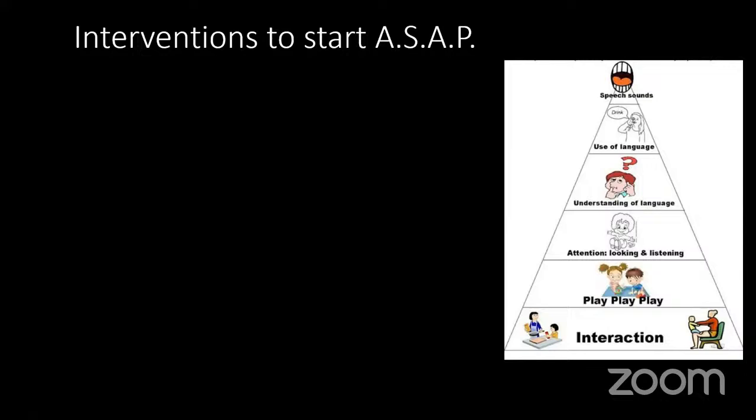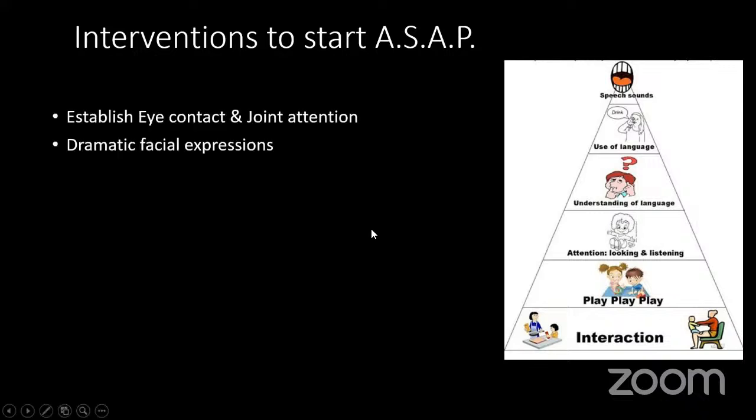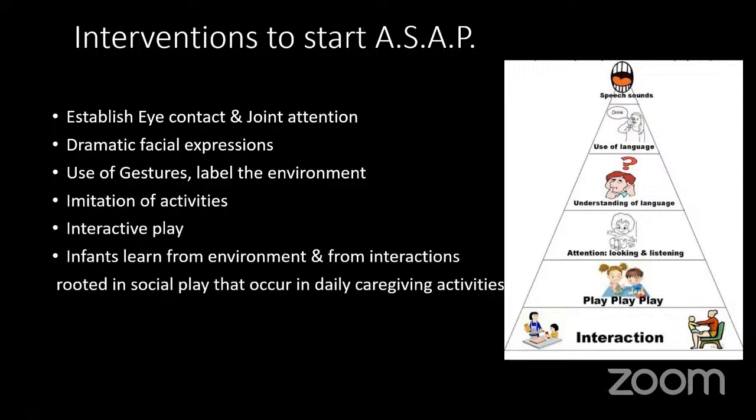So the repetitive activities which are nowadays always put forward as play, we need to counsel parents about. Simple things: establish eye contact, use dramatic facial expressions when you're talking to your child, use a lot of gestures, label the environment. When I say label, it means, look at that door, look at that dog. Give names to objects in the surroundings. The child learns by imitation of activities and interactive play. And a lot of communication happens in the social play that happens in your daily caregiving activities.